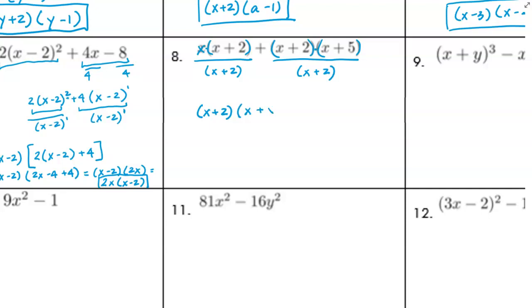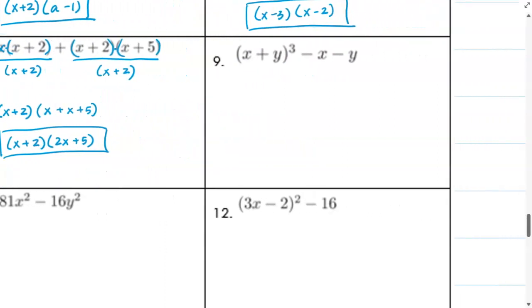You can leave it in the parentheses, but you'll soon discover you could just take the parentheses off because you just have a 1 in front of it. And so you have x plus 2 times 2x plus 5. Just like that. Okay, good job.